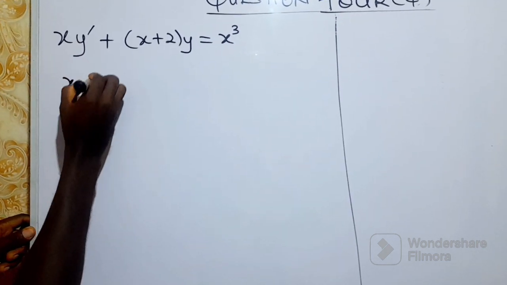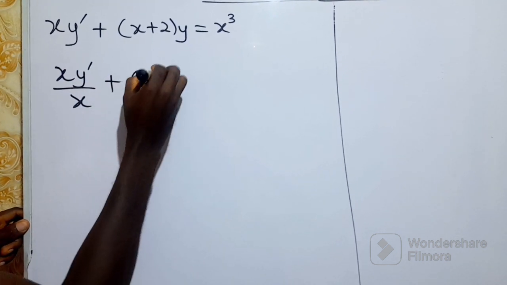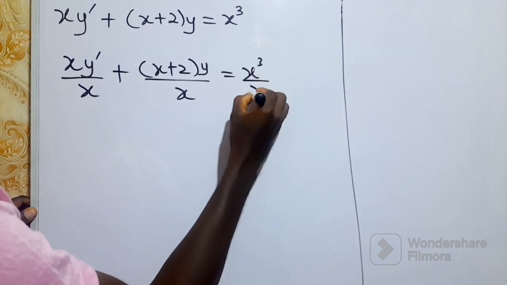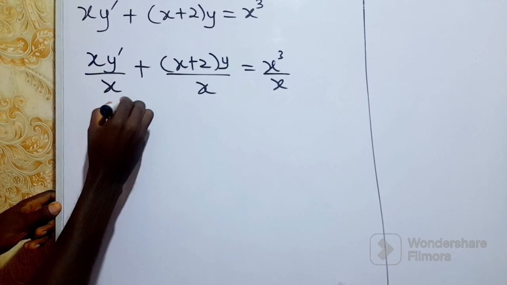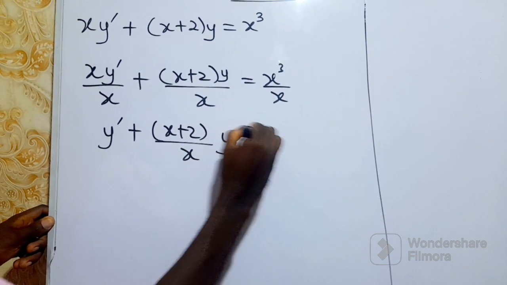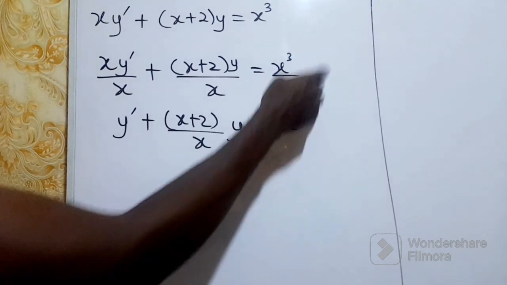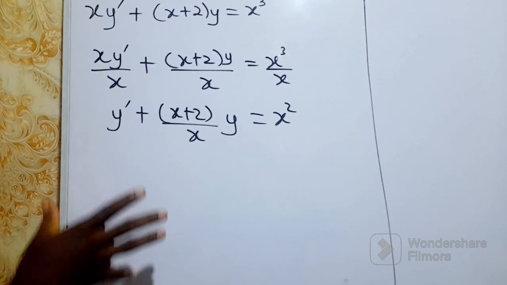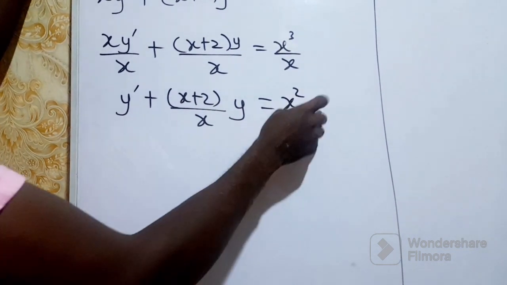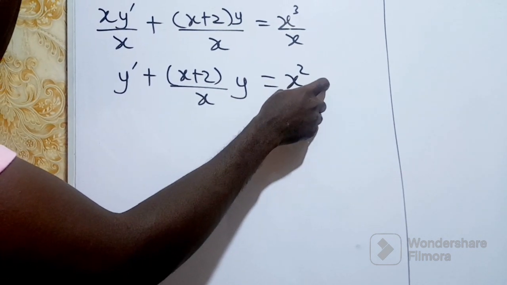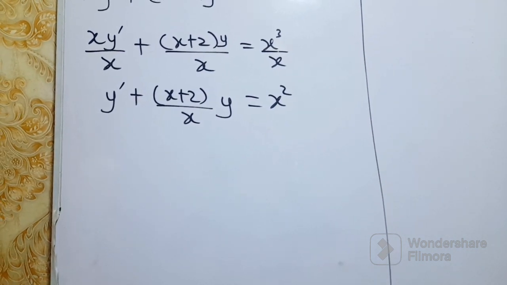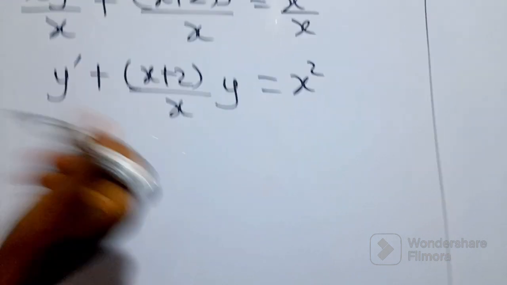So we can say xy prime over x plus (x plus 2)y all over x is equal to x cubed over x. So this will give y prime plus (x plus 2) over x times y is equal to x squared. This will reduce the exponent by 1. So now it's in its standard form. So you must check which form of first order differential equation this is. You see that the x term here doesn't have the y component. Then this is a linear first order ordinary differential equation. So we need to find the integrating factor, which the question demands.